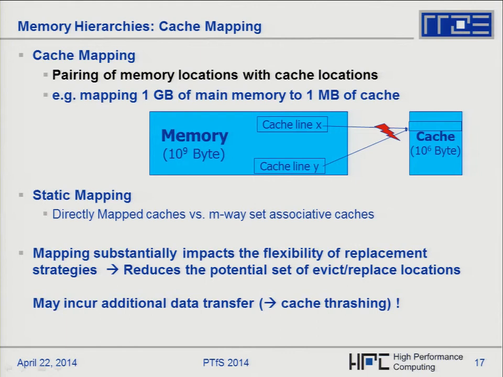So what is the mapping of memory locations to cache locations? Where can a memory cache line end up in the cache, and why is this important, and why is it good to think about that? So this is the problem.